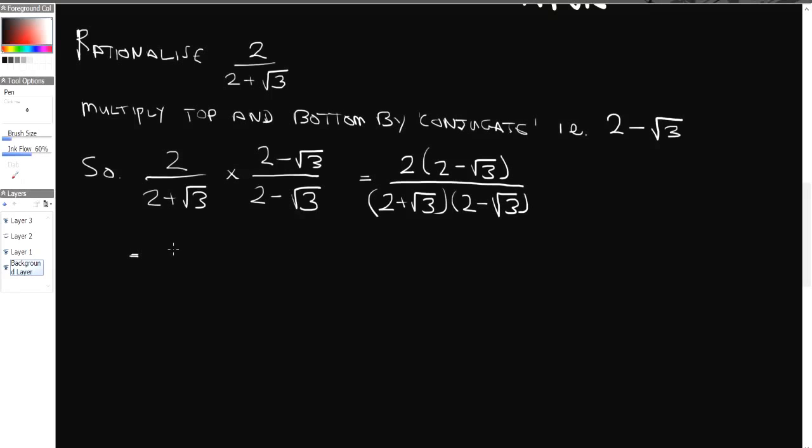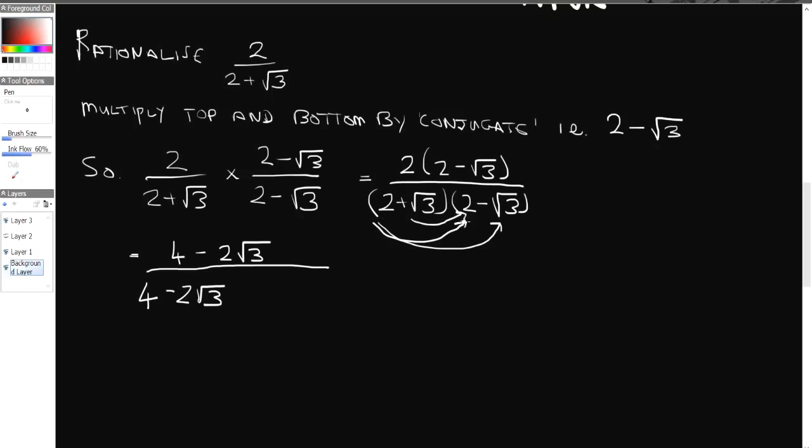And that gives us, looking at the top, 2 times 2 is 4, 2 times minus root 3 is minus 2 root 3. So the top straightforward, 4 minus 2 root 3. The bottom, different ways of doing this, I prefer to: 2 times 2 is 4, and 2 times minus root 3 is minus 2 root 3. So we multiply the second bracket by the first bit of the first bracket. Same as the second bit of the first bracket. Root 3 times 2 is plus 2 root 3.